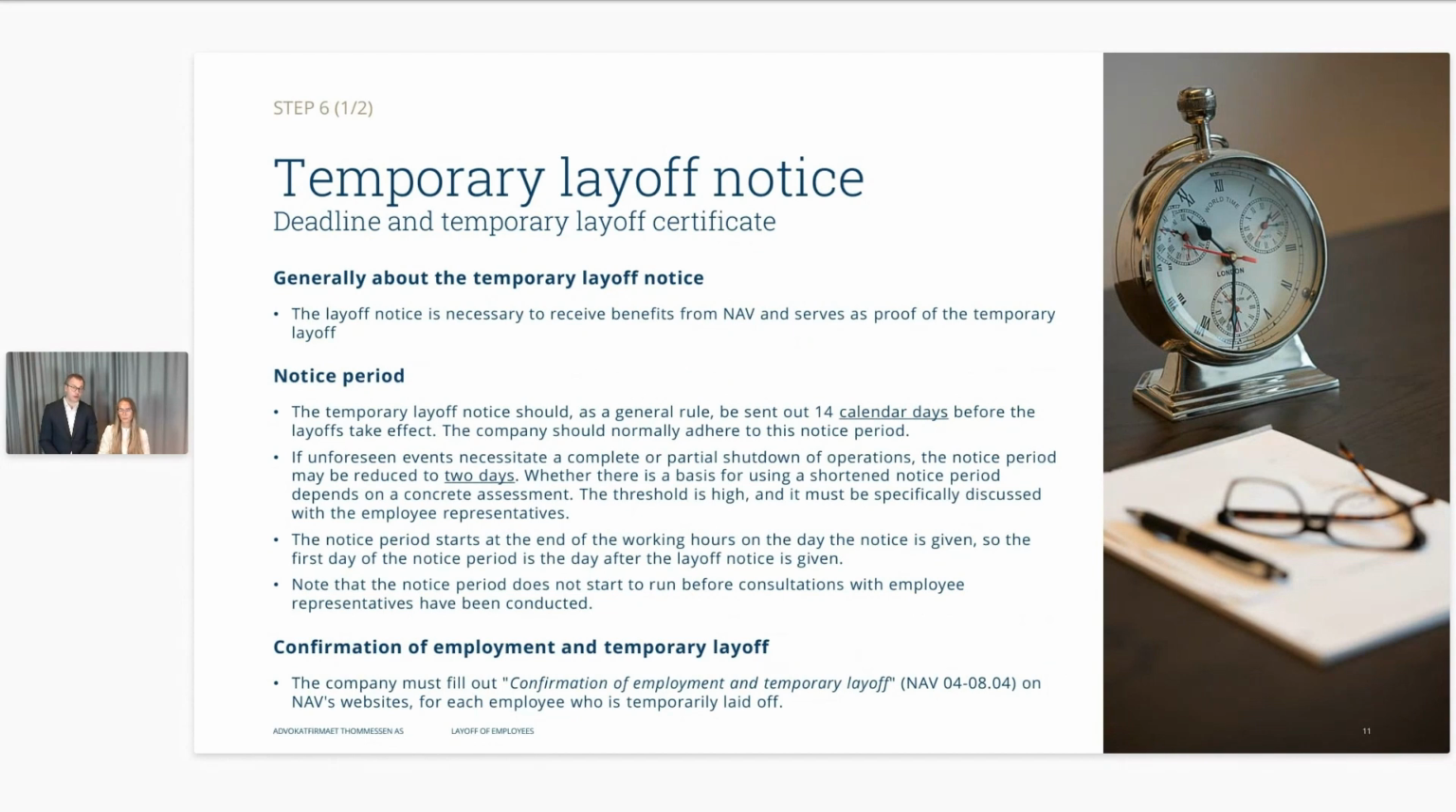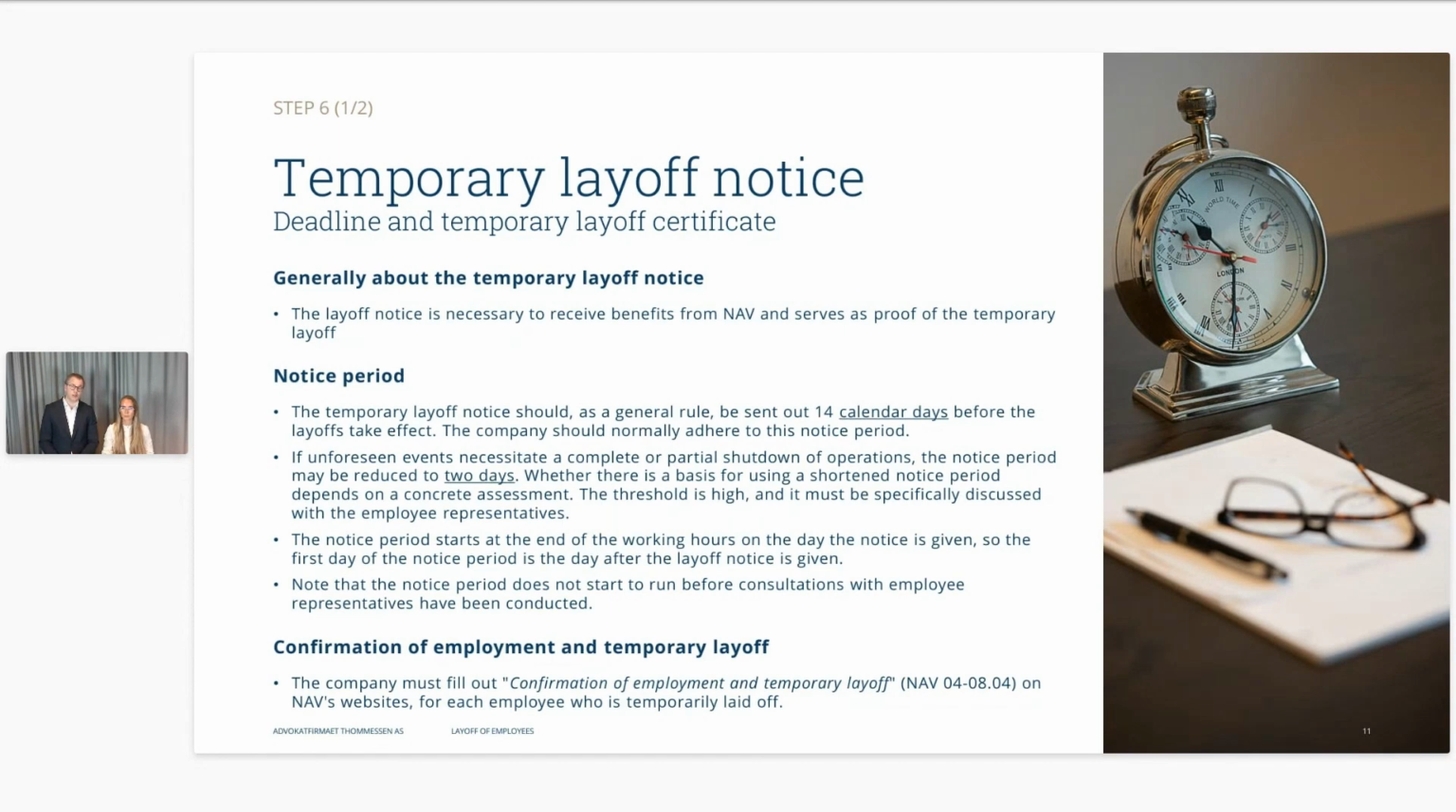The 14-day notice period runs from the end of the employee's working hours on the day the notice is given. This means that if the temporary layoff notice was issued today, the first day of the 14 calendar day notice period would be tomorrow. It is important to note that the notice period will not start to run before consultations with employee representatives have been conducted.